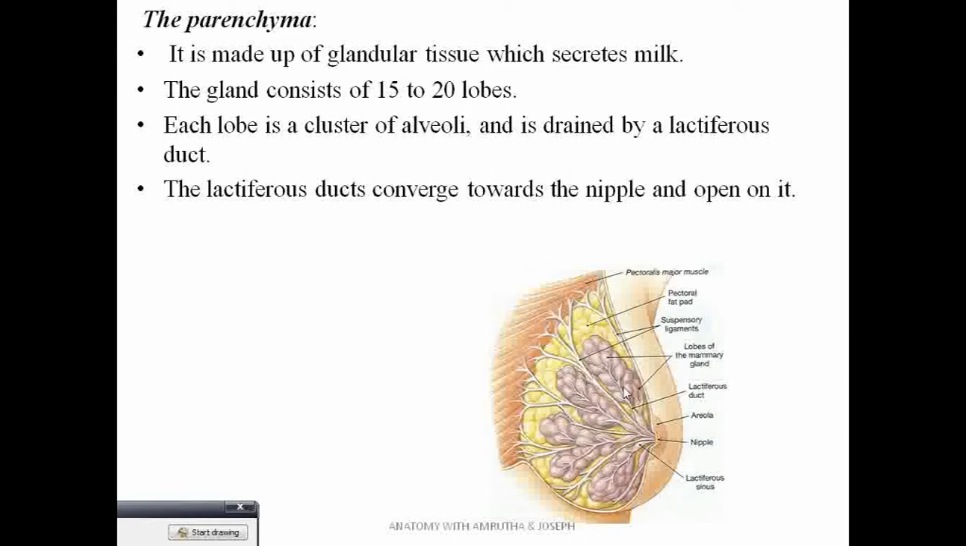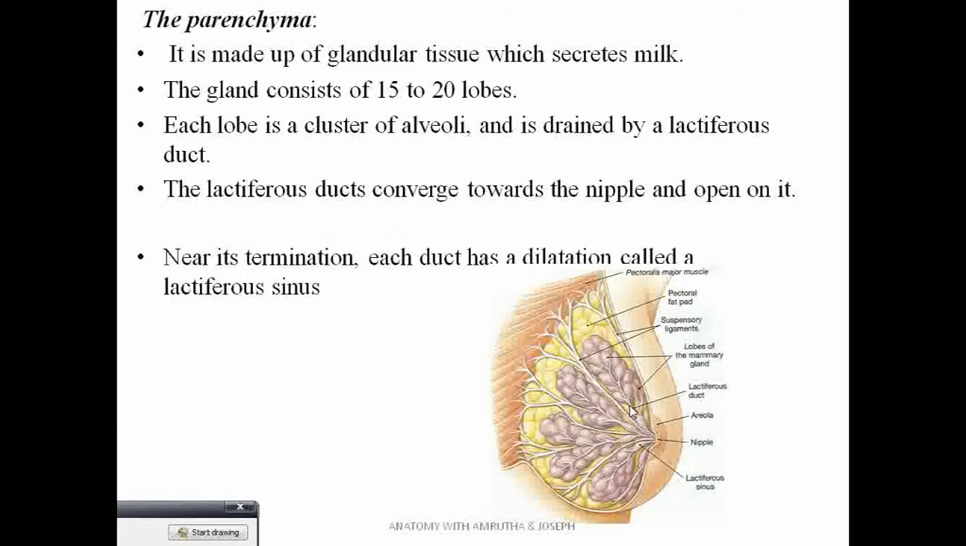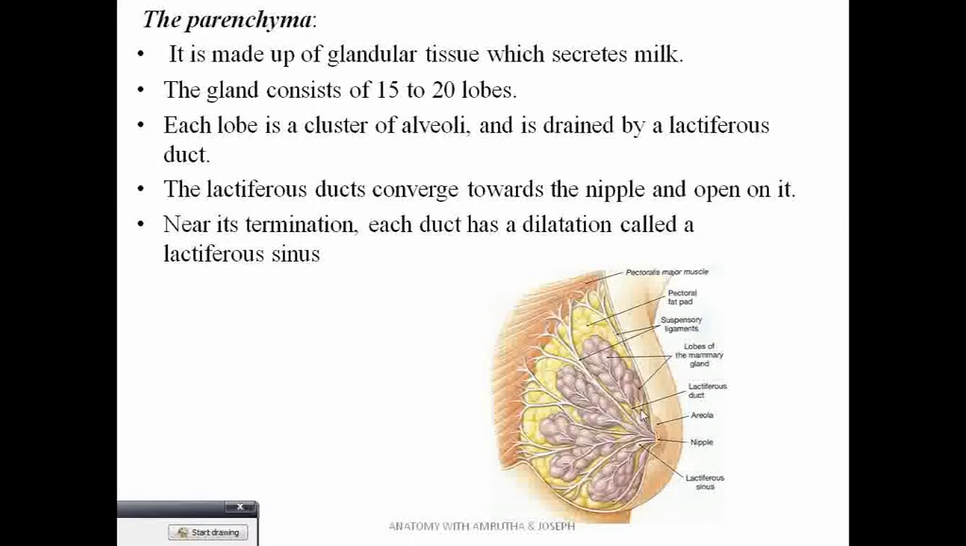The lactiferous ducts converge towards the nipple and open onto it. We have seen that the nipple has some openings for the lactiferous ducts. Near its termination, each duct has a dilatation called lactiferous sinus. When it terminates into the nipple, just before that there is a dilatation, and this dilatation is called lactiferous sinus. So some amount of the milk can be stored in this area, the lactiferous sinus.